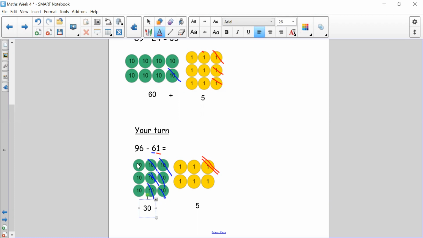We have 3 ten counters. That means we have 30. Then we need to add them together. 30 plus 5 is 35. So my number sentence is 96, take away 61 is 35.